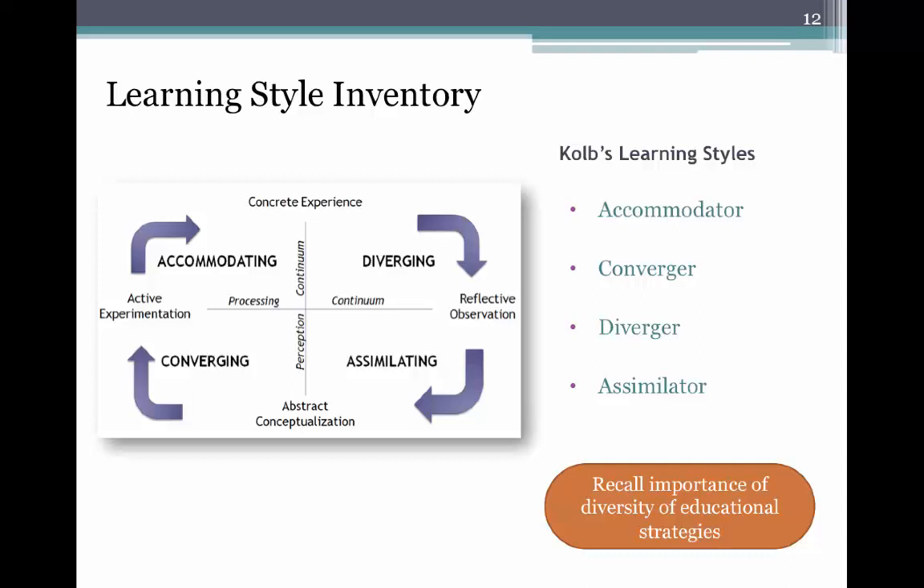The diverger is imaginative and appreciates real-life experience and discussion, and would rather observe than do. The strengths in Kolb's learning cycles are with the concrete experience and reflective observation. The assimilator excels with theoretical models and facts, and would rather observe than do. The strengths in Kolb's learning cycle are with the abstract conceptualization and reflective observation.